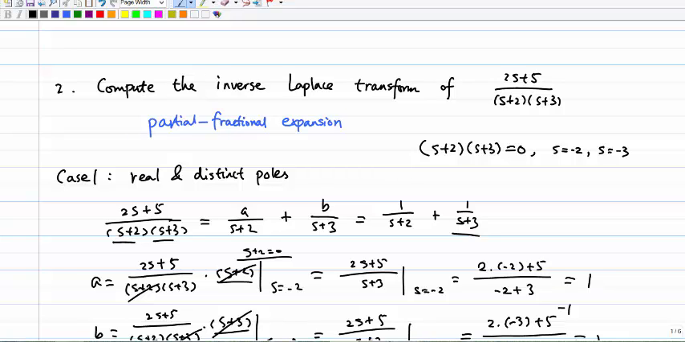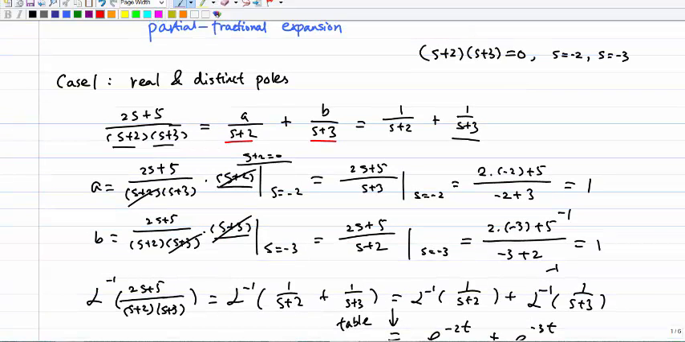If we have real distinct poles, the function can be split as A over s plus 2 plus B over s plus 3, which separates the two poles. One pole is negative 2 and the other is negative 3. So you only have to figure out what the A and B values are. This is why I computed A and B.